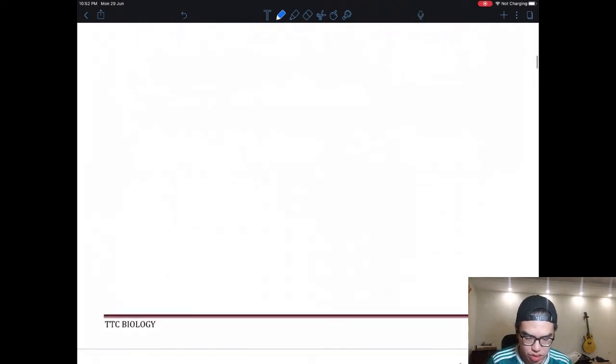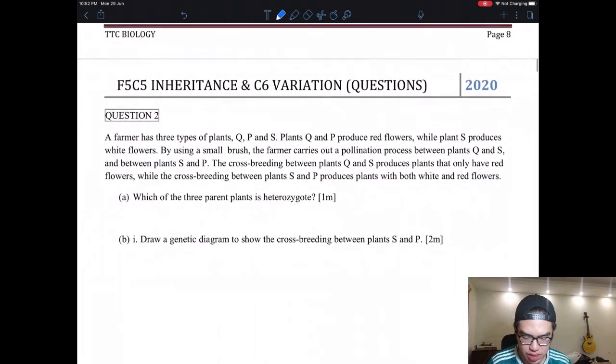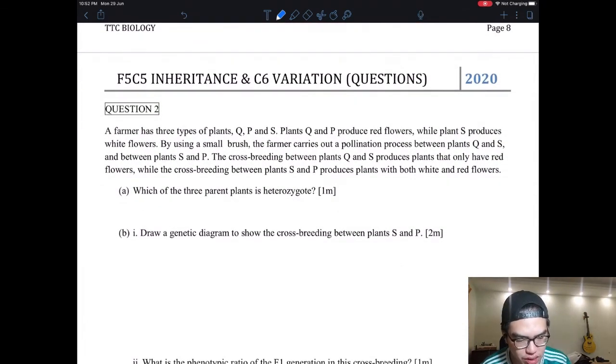Okay, so let's look at one more question. A farmer has 3 types of plant, Q, P, and S. Q and P produce red flowers, S produces white flowers. By using a small brush, the farmer carries out pollination between Q and S, and between S and P.